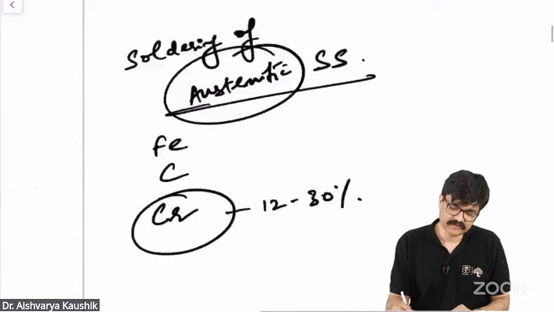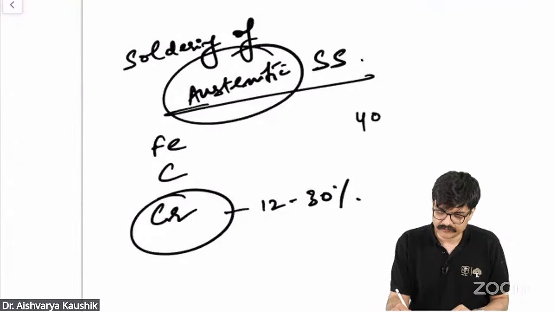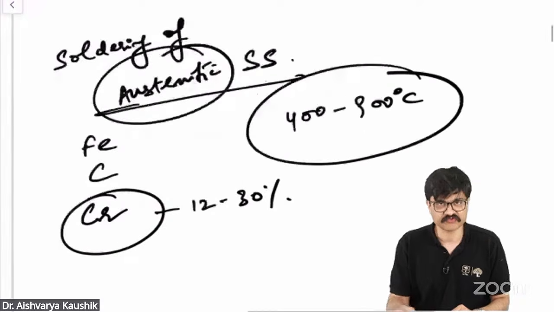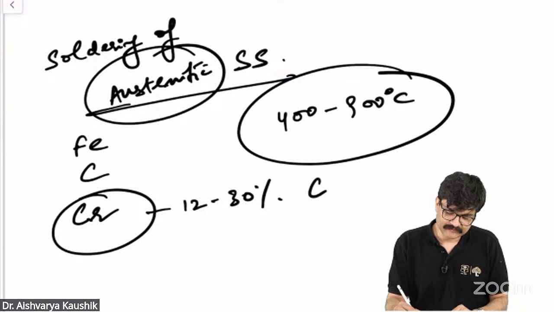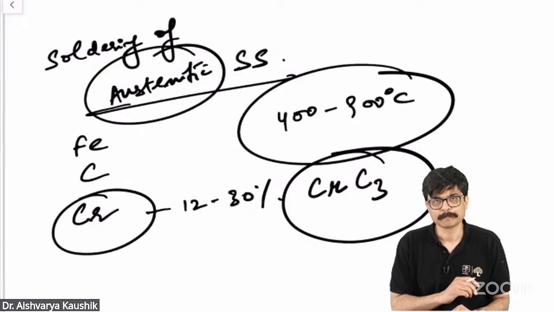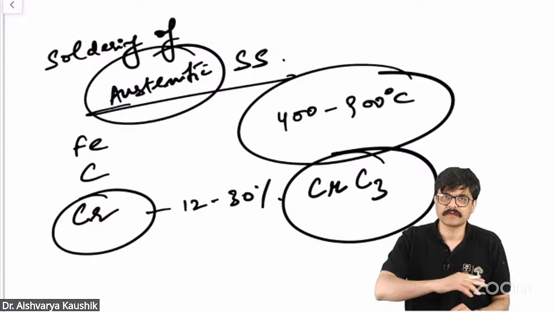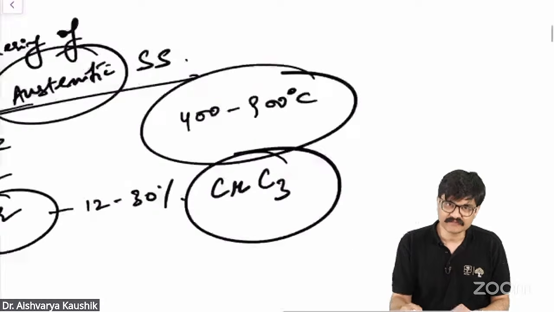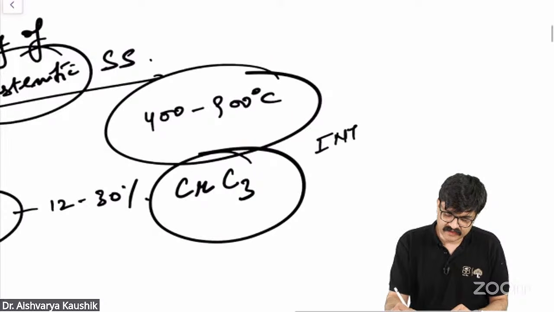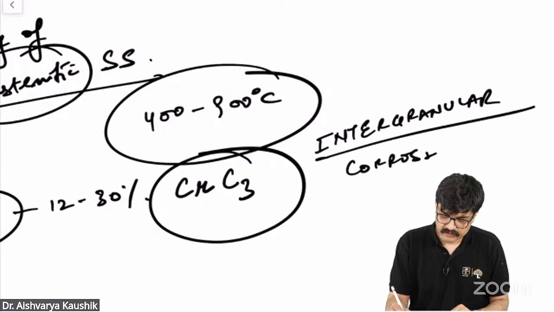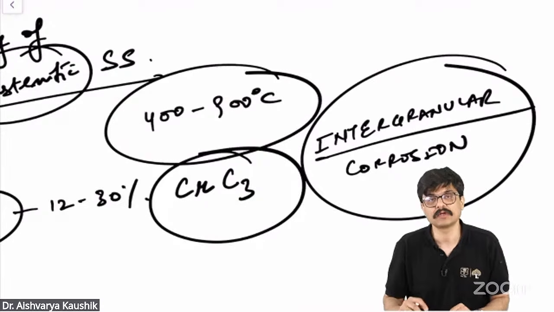Now, what happens is when you're trying to solder it, you're raising it to a high temperature of about 400 to 900 degrees Celsius. The problem is at these high temperatures, you are sometimes losing your chromium in the form of carbides. So chromium carbide is lost, and this predisposes to what is known as intergranular corrosion. Okay, not intra, but intergranular corrosion.